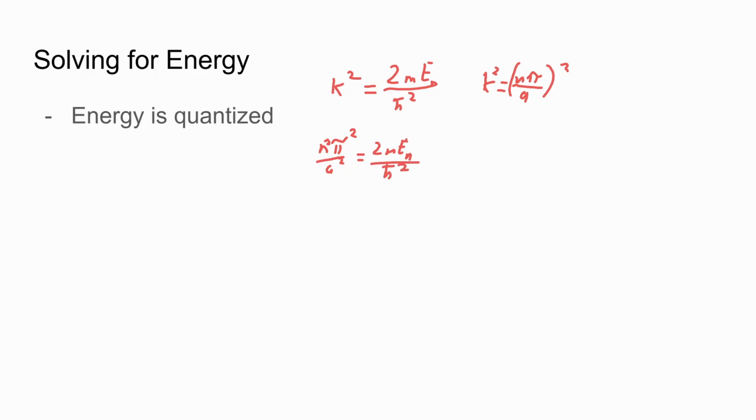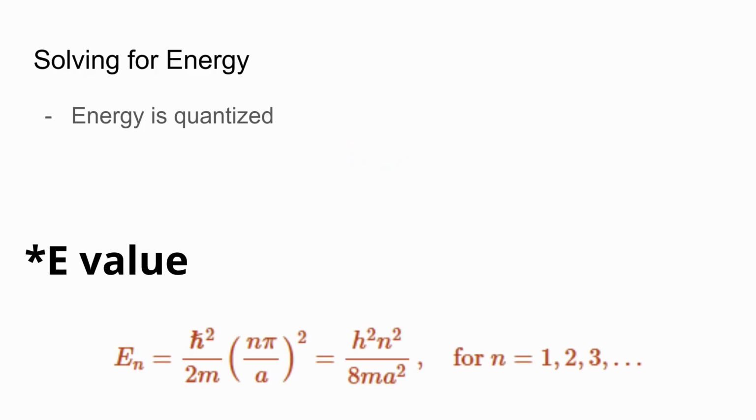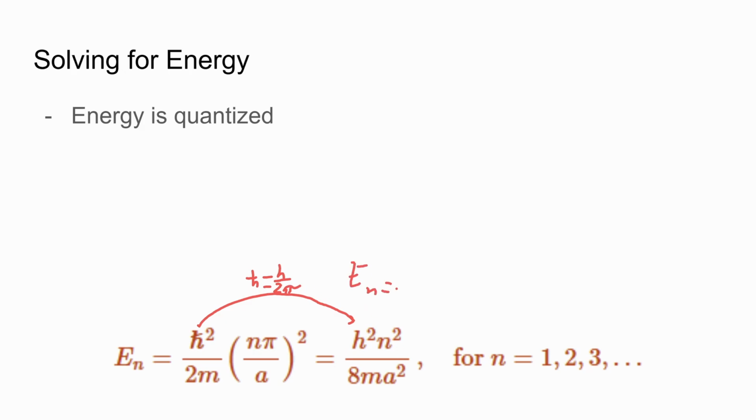And by rearranging for this E_n value, we get that E_n is going to equal h squared n squared over 8ma squared. Here we just converted our h bar to h using h bar equals h over 2 pi. Otherwise, we can write this as E_n equals h bar squared n squared pi squared over 2ma squared. It's the same equation, but written two different ways.